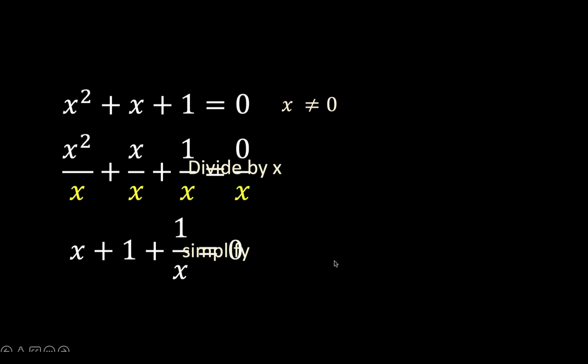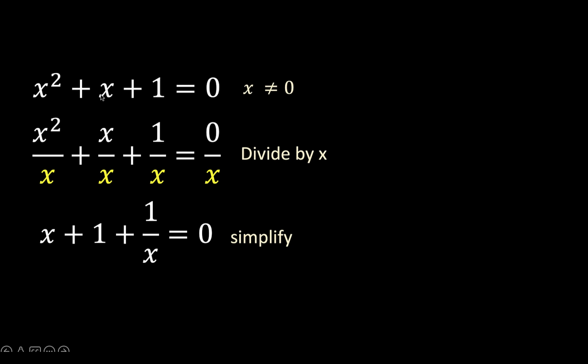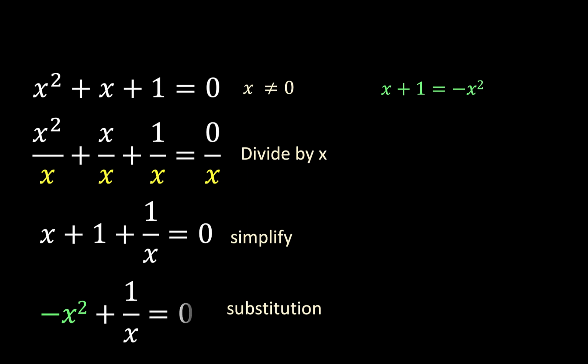And then, notice that from the given equation, if we subtract x squared from both sides, we arrive at x plus 1 equals negative x squared. And substituting now this value for x plus 1 in this result, we replace this x plus 1 by negative x squared, and we just copy 1 over x, equals 0. So basically, we substituted negative x squared for x plus 1 in the previous step.